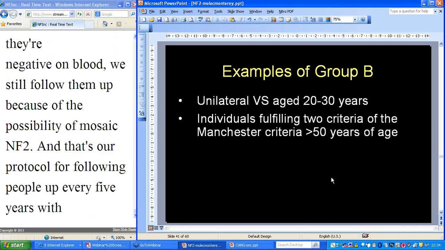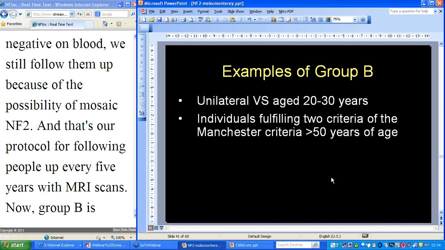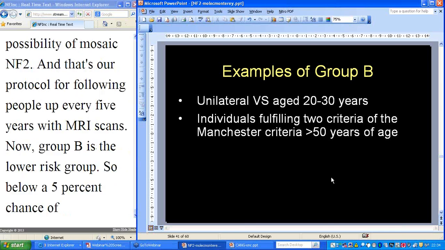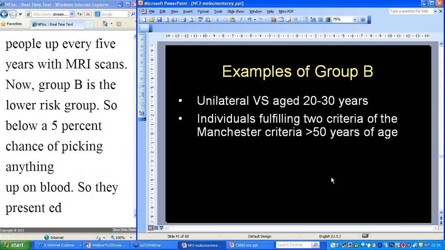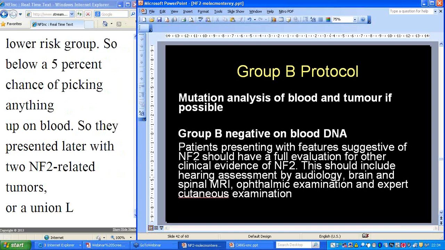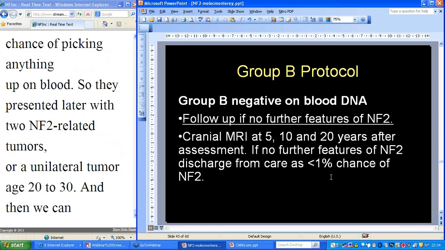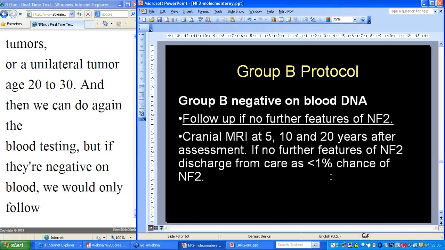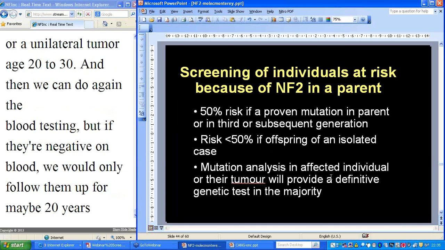Now, Group B is the lower risk group, so below a 5% chance of picking anything up on blood, so they presented later with 2 NF2-related tumors or a unilateral tumor aged 20 to 30. And then we can do, again, the blood testing, but if they're negative on blood, we would only follow them up for maybe 20 years with MRI.